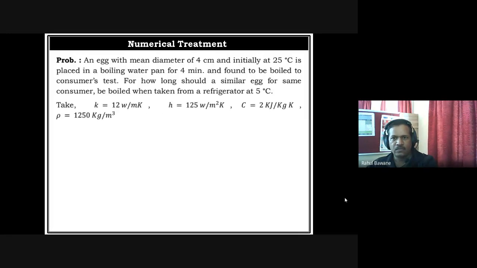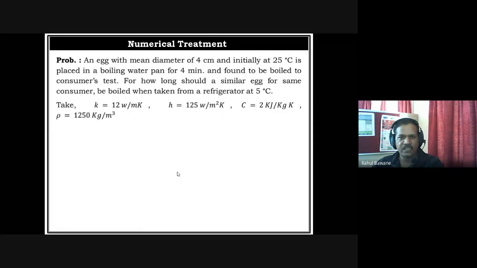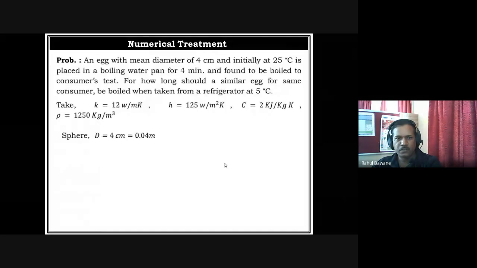Now for today's last question, which is very important, many times repeated, and a very interesting numerical. An egg with a mean diameter of 4 centimeter. Obviously an egg is elliptical in shape, but it is given as a mean diameter of 4 centimeters. So no doubt we are going to assume it as a sphere with a diameter of 4 centimeters. Convert it into meters: 0.04.